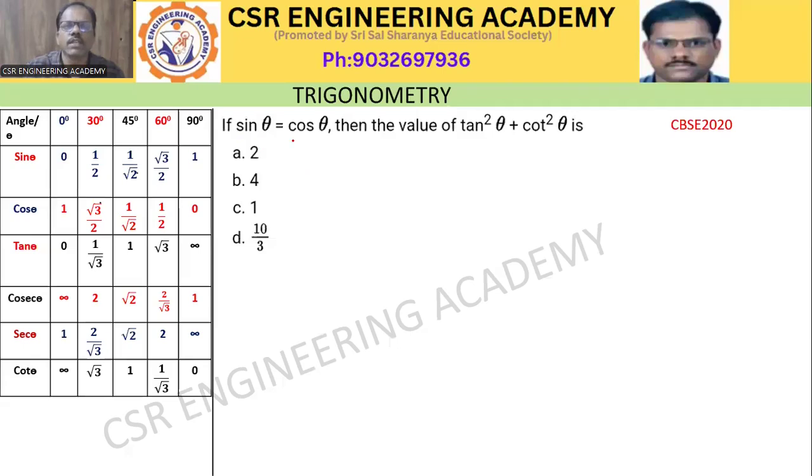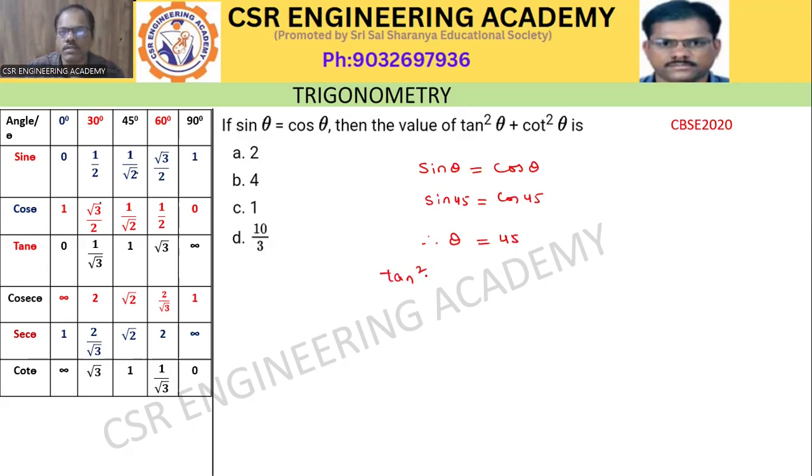If sin theta is equal to cos theta, then the value of tan square theta plus cot square theta is: sin theta is equal to cos theta. Sin 45 degrees is equal to 1 by root 2. Cos 45 degrees is equal to 1 by root 2. Sin 45 is equal to cos 45. Therefore, theta is equal to 45 degrees.